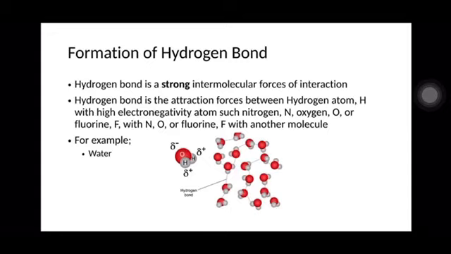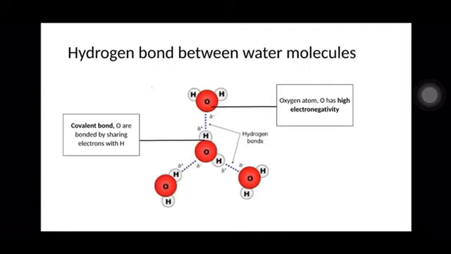As you can see in the water molecule, the red one represents the oxygen atom, and the H represents the hydrogen atom. Why are there delta positive and delta negative? That indicates that the oxygen atom is more electronegative than the hydrogen atom. And if we look in detail at the bond between oxygen and hydrogen, as you can see here, the hydrogen bond occurs between the high electronegativity atom, which is oxygen, and hydrogen.